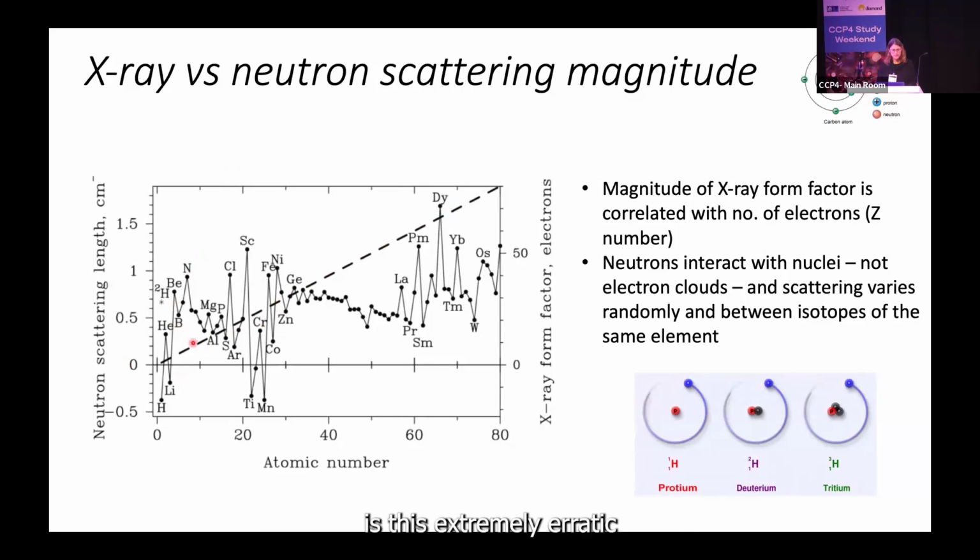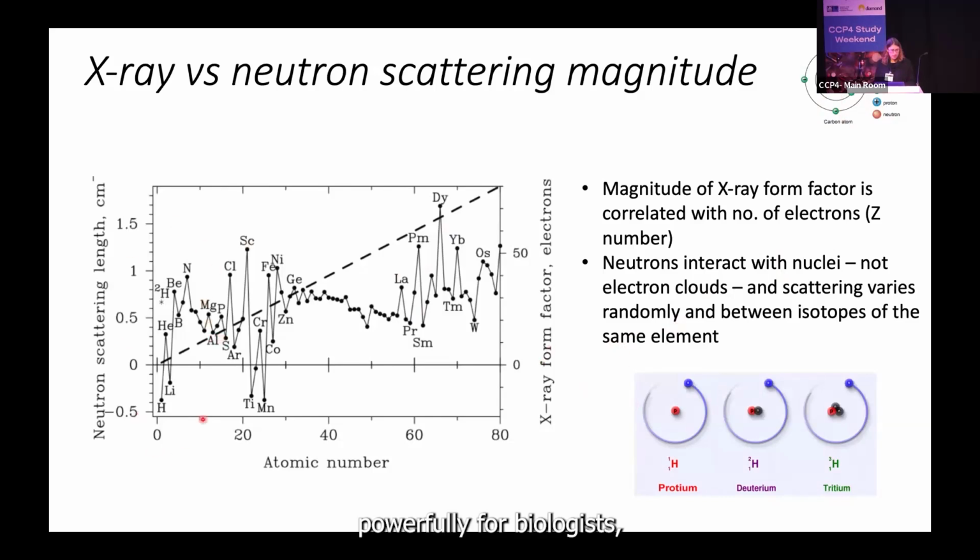Neutrons, however, is this extremely erratic, random appearing distribution of neutron scattering lengths. And all of these had to be determined empirically because there is no way to predict how this nuclear interaction would work for a specific element. Neutrons also actually scatter off the atomic nucleus, not from this cloud of electrons. So it's a point scatterer in this concept.